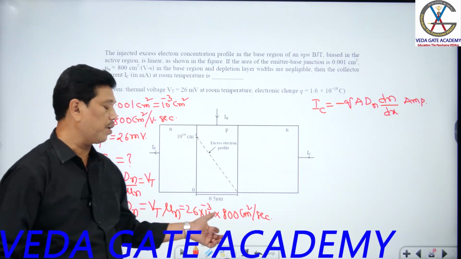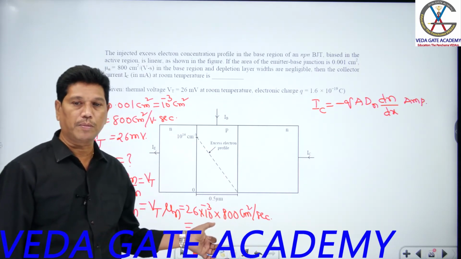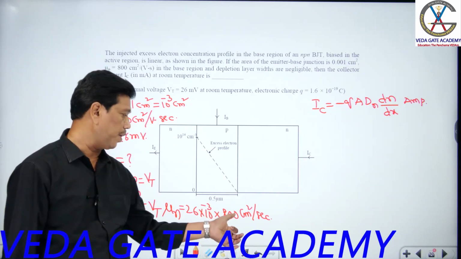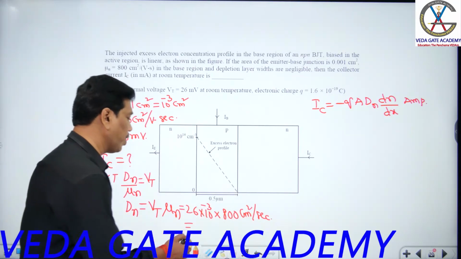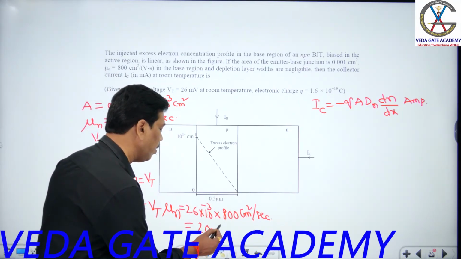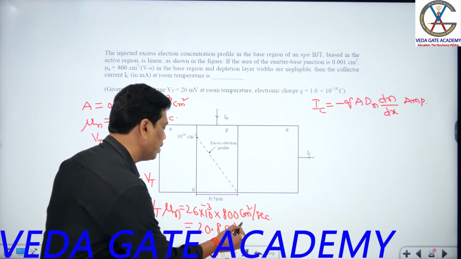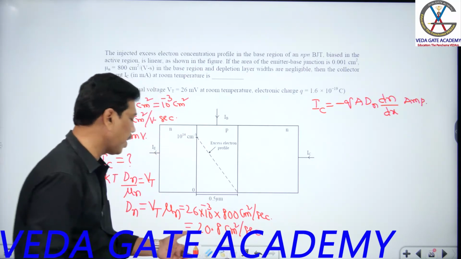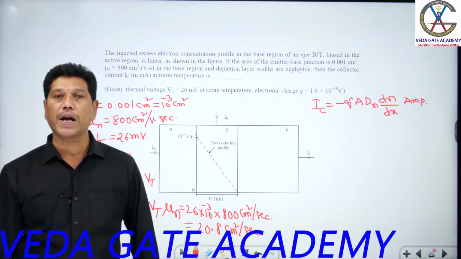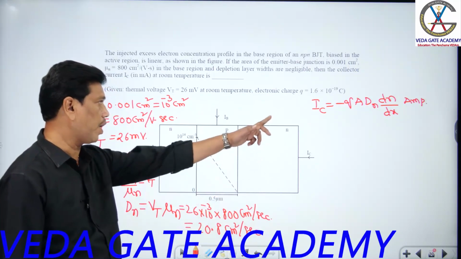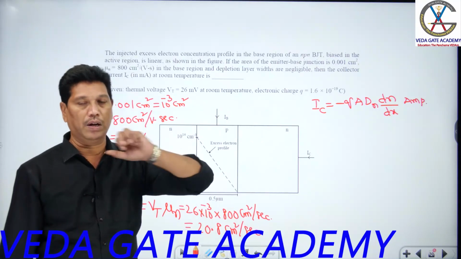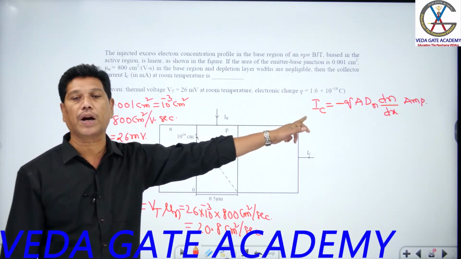So 26 into 800, centimeter square per second you can call. If I do this, you may get a value of around 20.8 centimeter square per second, students. This value becomes around 20.8 centimeter square per second. Now I can substitute this to get the corresponding diffusion current, that is nothing but the collector current here.